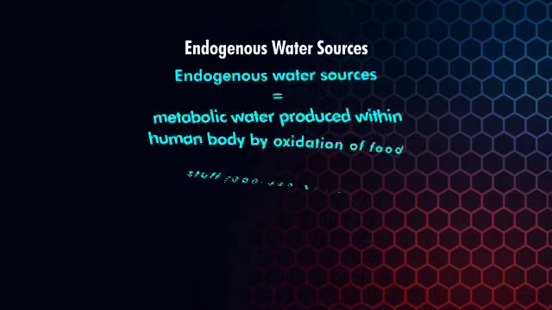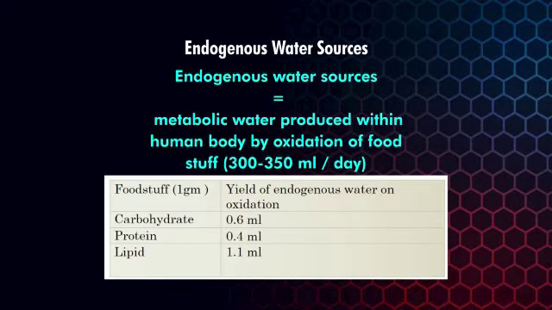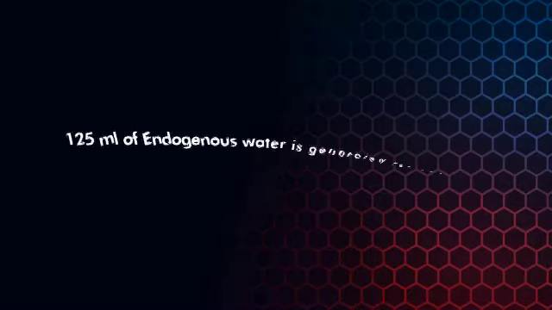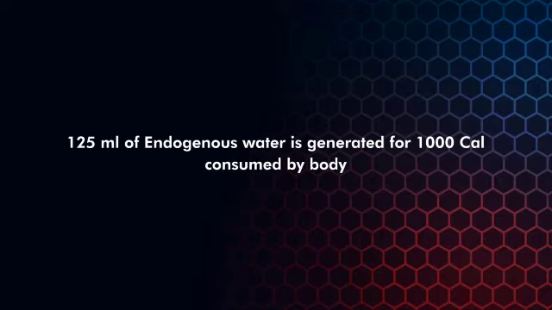Endogenous water sources. Endogenous water is equal to metabolic water produced within the human body by oxidation of foodstuff. This is 300 to 350 milliliters per day. So in foodstuff, if we talk about 1 gram, carbohydrate yields 0.6 ml of endogenous water on oxidation, protein 0.4 milliliter, and lipid 1.1 milliliters. So 125 milliliters of endogenous water is generated for 1000 calories consumed by the body. If our body consumes 1000 calories, endogenous water generated is 125 milliliters.